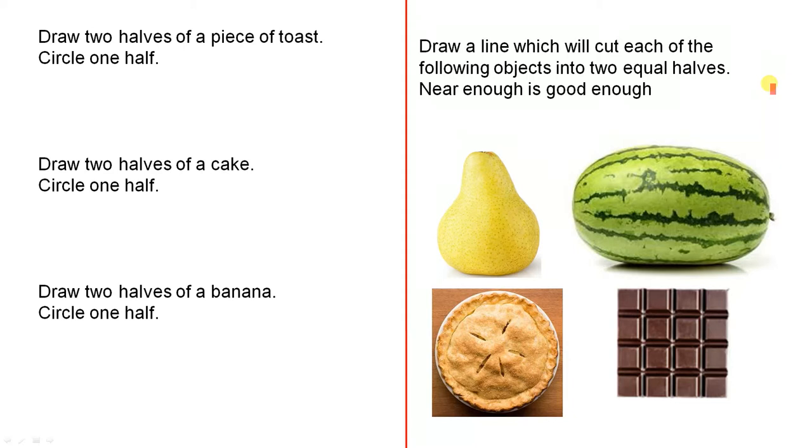Draw a line which will cut each of the following objects into two equal halves. Near enough is good enough. So you can see these four objects here, and as long as the students do a reasonable job of drawing the line in a suitable position, that will be quite okay, and you can talk them through this and see how they go.